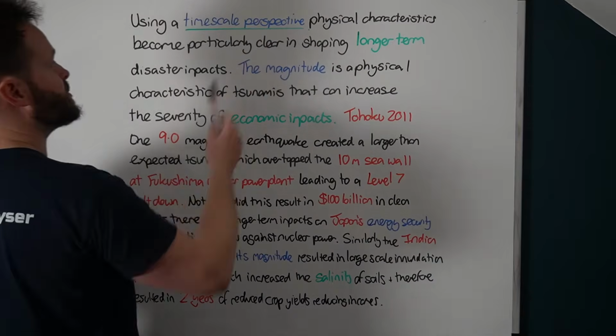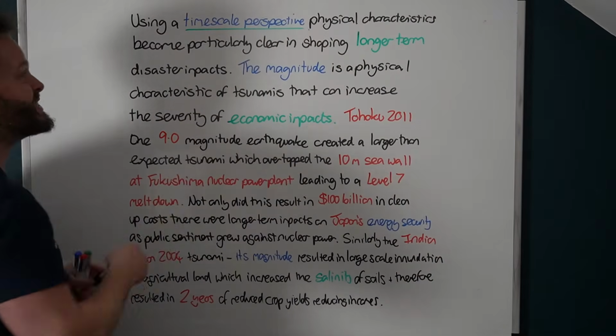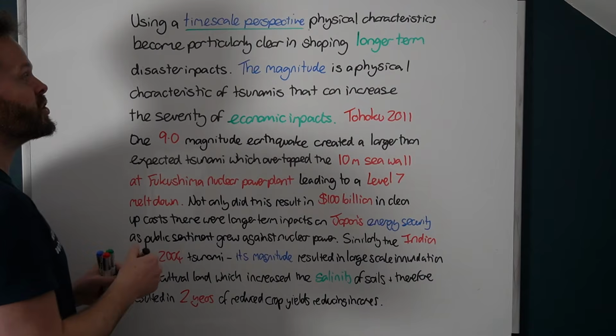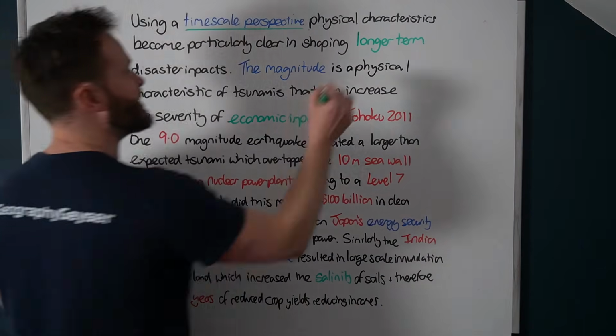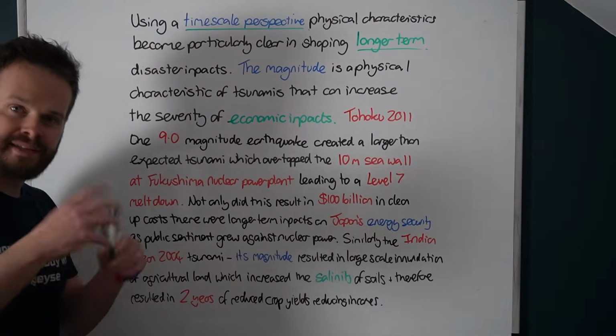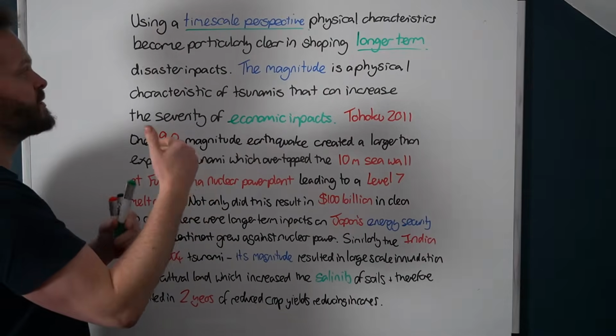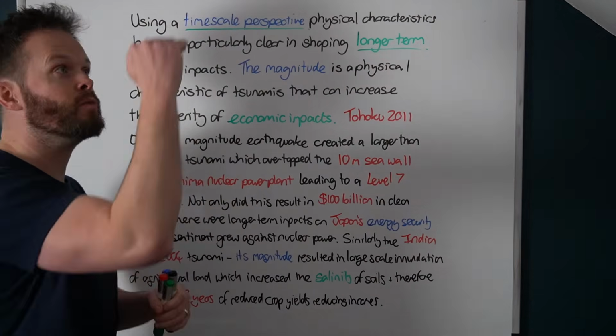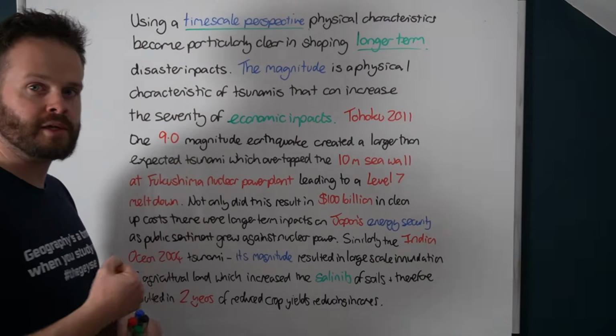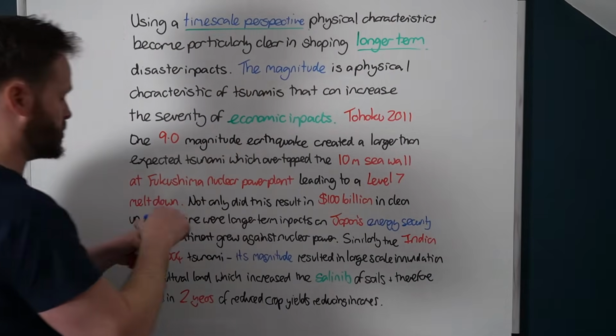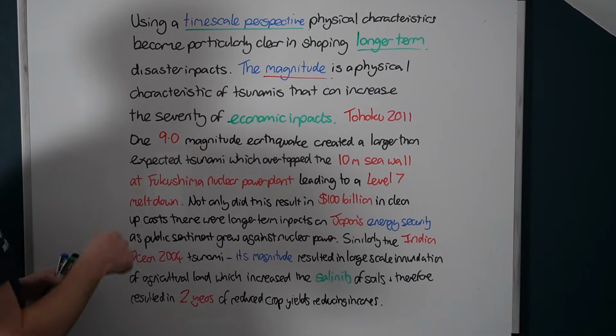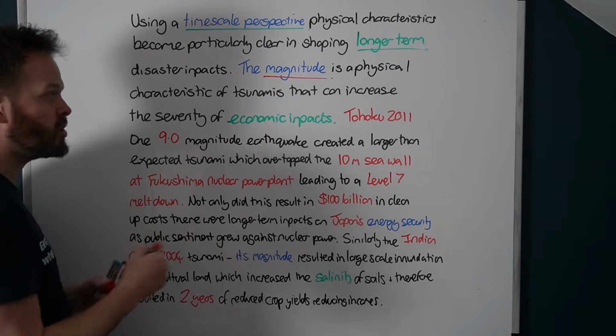So using a timescale perspective, physical characteristics become particularly clear in shaping longer term disaster impacts. So we're saying when we analyse the impacts from the longer term, that physical characteristics do become the most important factor in determining those impacts. The magnitude is a physical characteristic of tsunamis that can increase the severity of economic impacts.